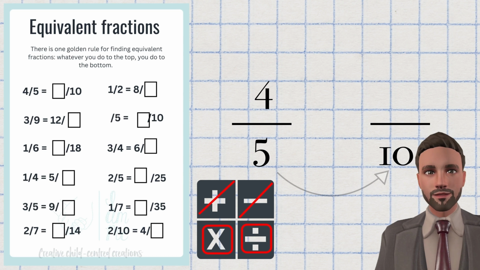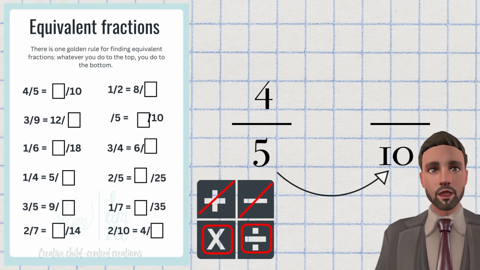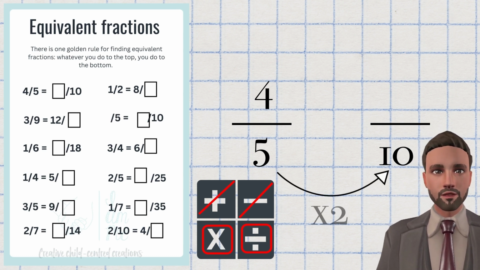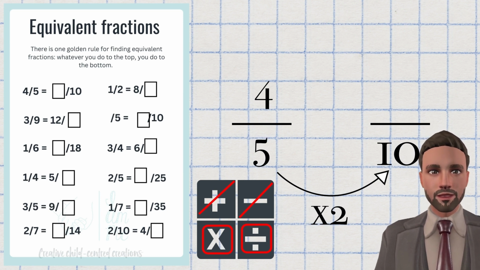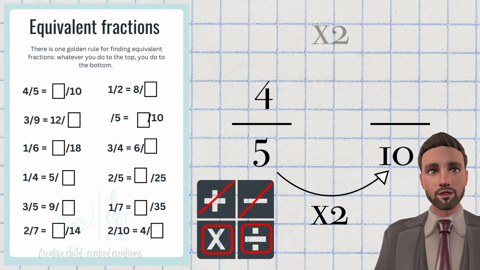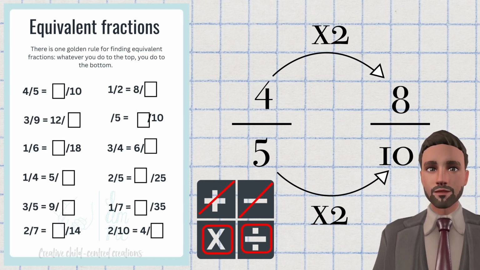So how do we get from 5 to 10? Hopefully you realise it's multiplied by 2. 5 times by 2 equals 10. Then we do the same to the top. 4 multiplied by 2 is 8. So 4/5 is equal to 8/10.